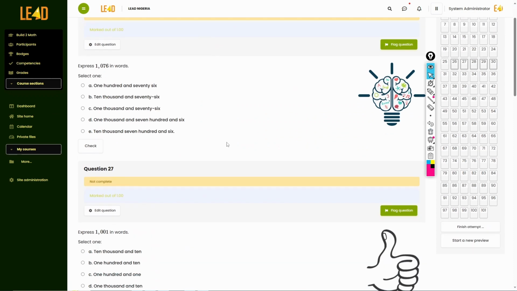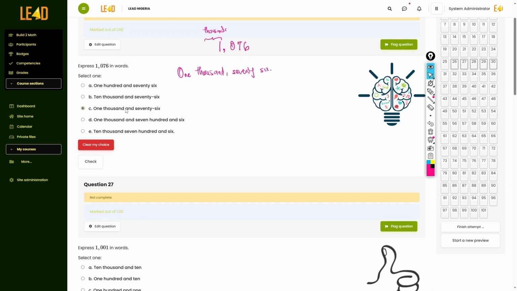Express 1,076 in words. So this is what we have in our thousand space. 1,076. That's C, 1,076. Because there is just one in the thousand space, and then we have 76 on the other side.